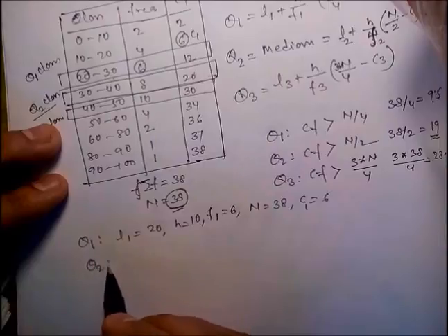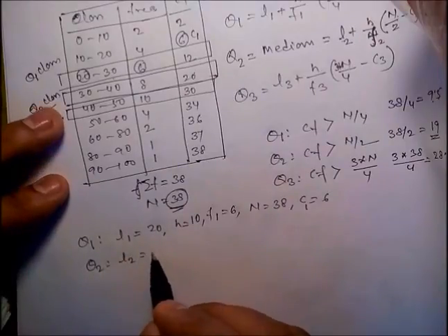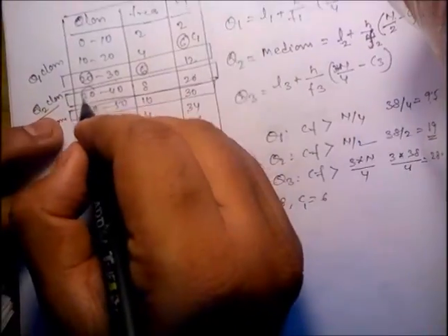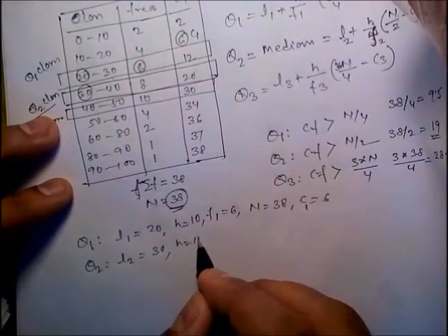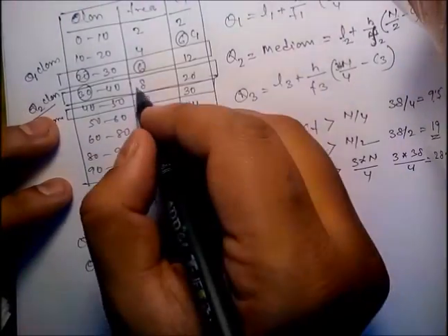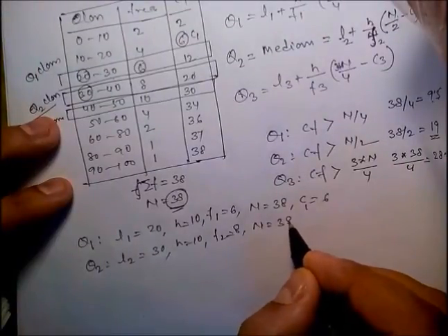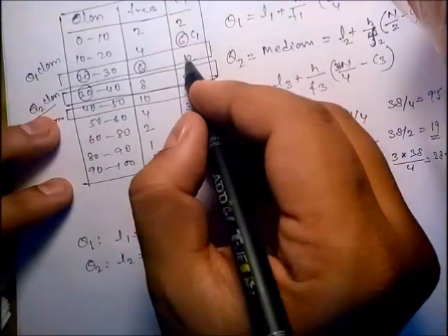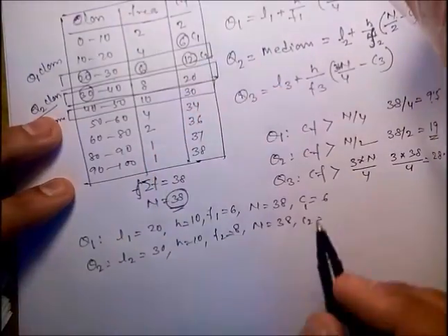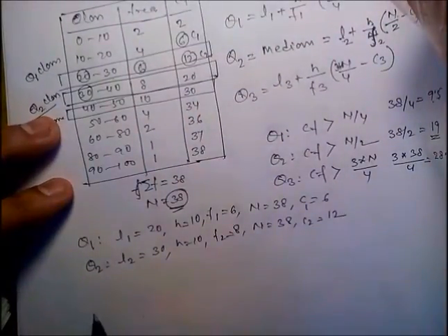Similarly for Q2, L2 is equal to 30. H is equal to 10. Frequency F2 is equal to 8. N is equal to 38. And this is our C2, so C2 is equal to 12.